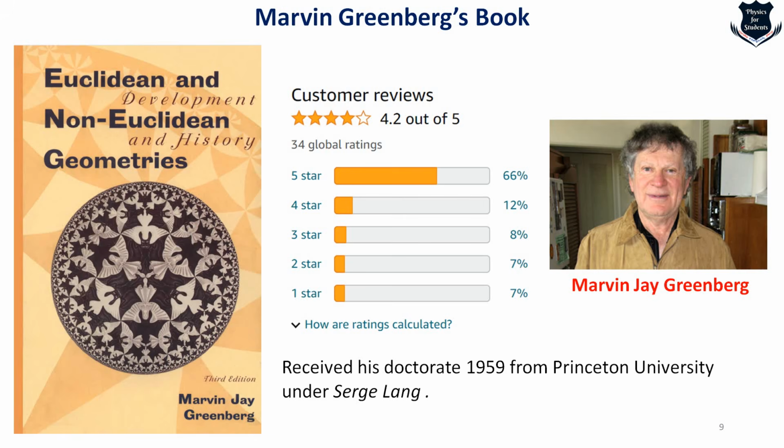When we talk of geometry learning, we will first step into this book, which is called Euclidean and Non-Euclidean Geometries: Development and History. Well, Marvin Jay Greenberg got his doctorate from Princeton University under the renowned mathematician Serge Lang, and this is the book. You can find the customer reviews.